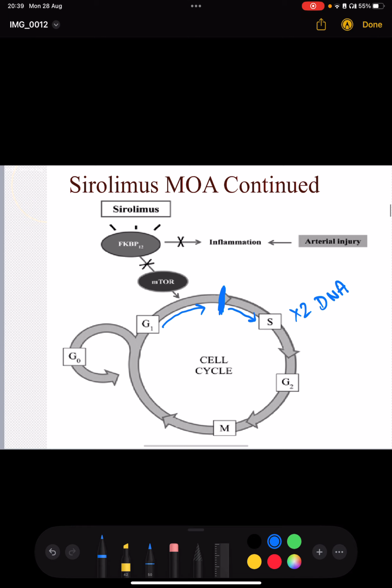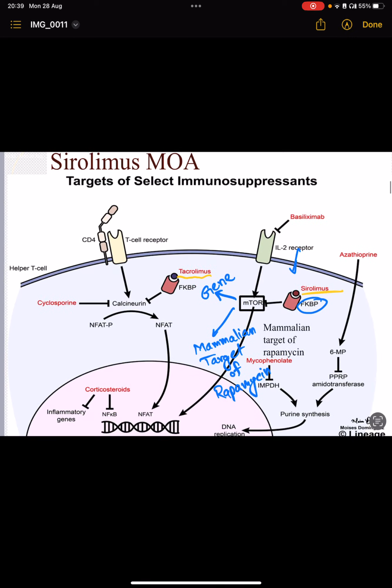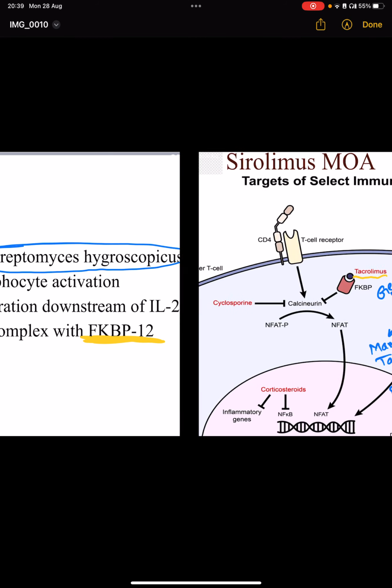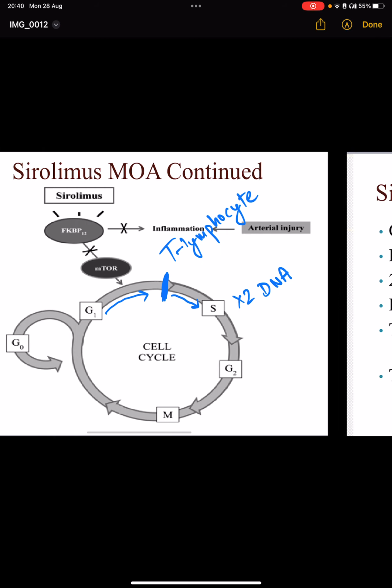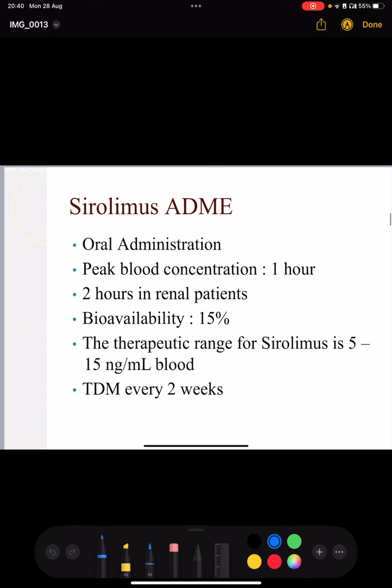All of this happens inside the nucleus of a T lymphocyte. So T lymphocytes do not proliferate, interleukin 2 does not proliferate, the immune cascade is not activated. That's basically all there is to the mechanism of action of sirolimus. Okay, now you know the mechanism of action of sirolimus. Let's talk about its ADME, its pharmacokinetics: absorption, distribution, metabolism, elimination.